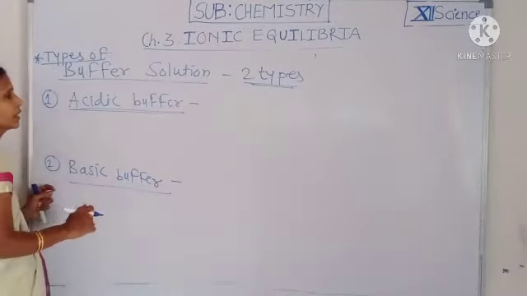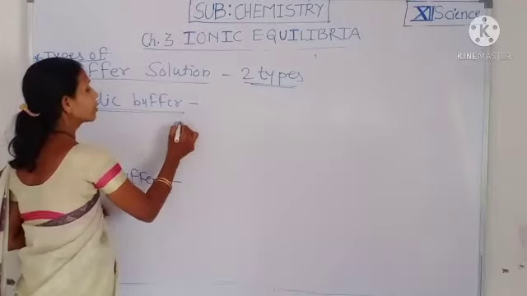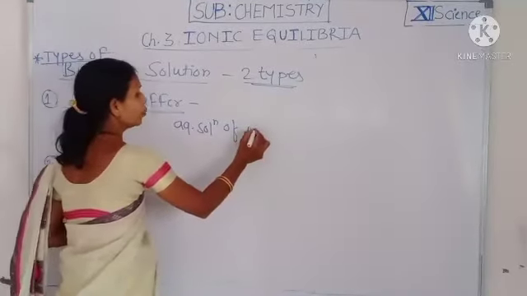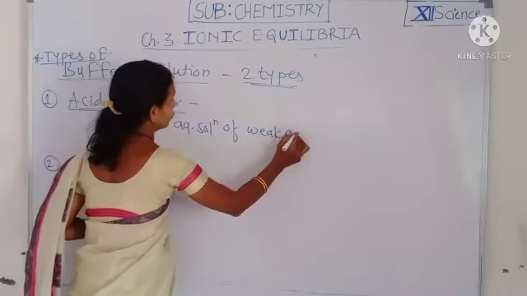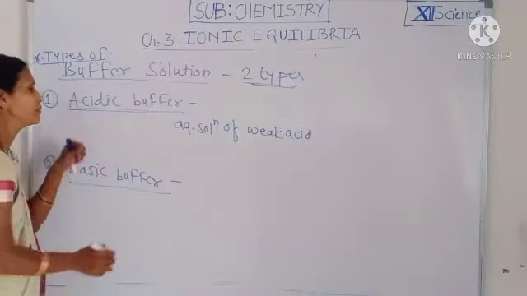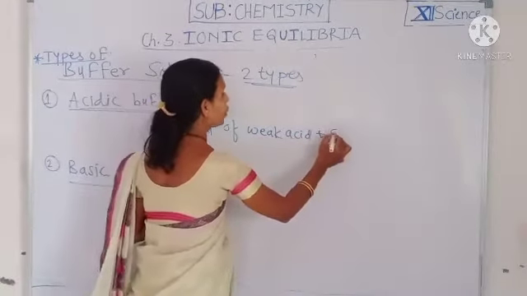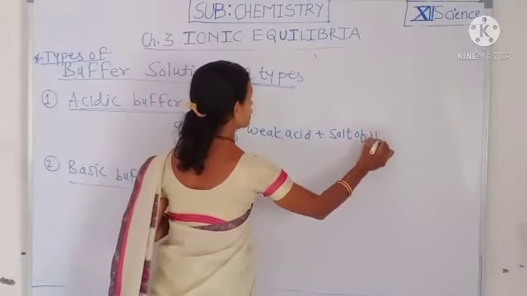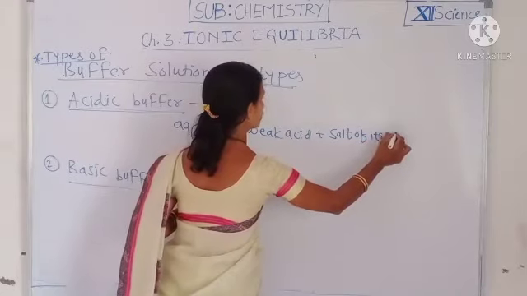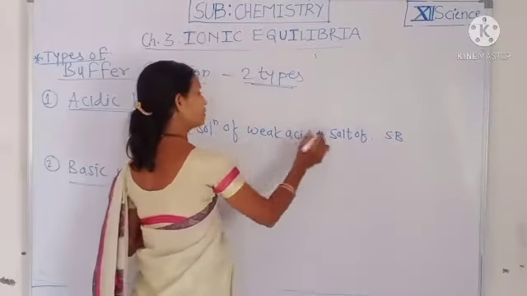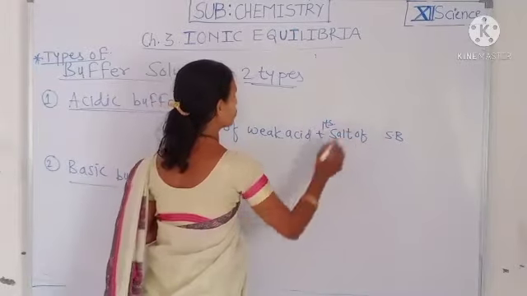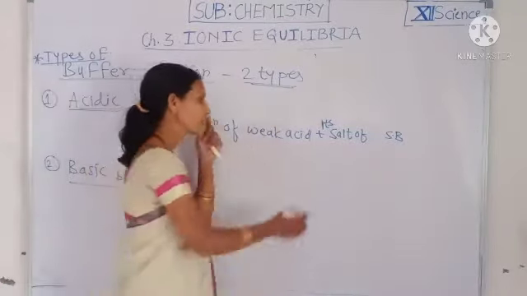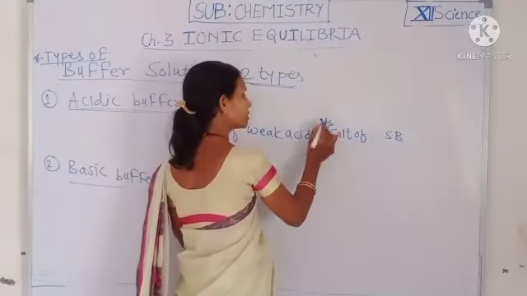An acidic buffer is nothing but an aqueous solution of a weak acid and its salt of a strong base. That means see here, the wording "its" is used.